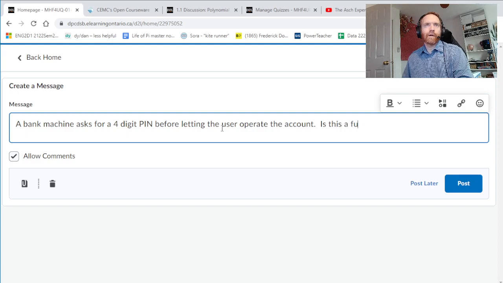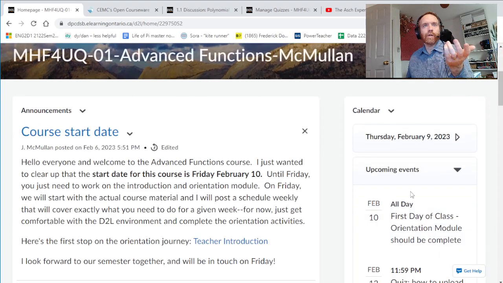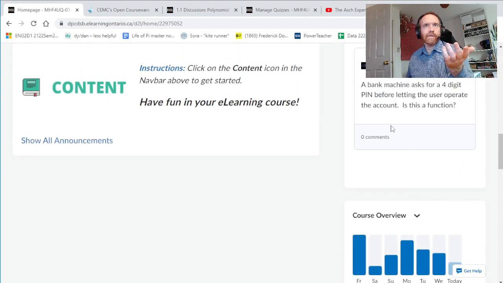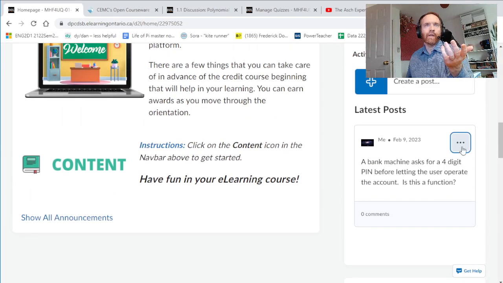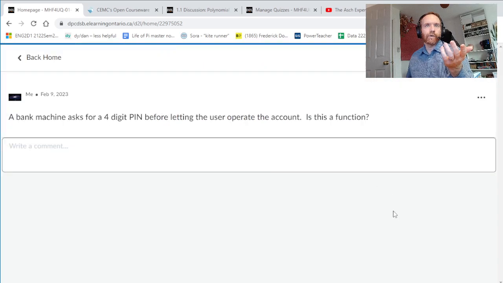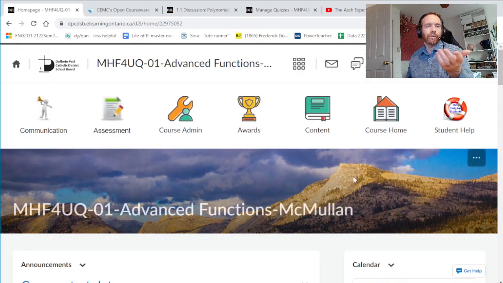Is this a function? Okay, and so in this one, again, this is not something that counts for anything, but it's something I'd like you to think about. What is your opinion about something like this? Do you think that this is a function or not, right? And you can just go over here to the activity feed, and then you can reply to my post and tell me what you think.